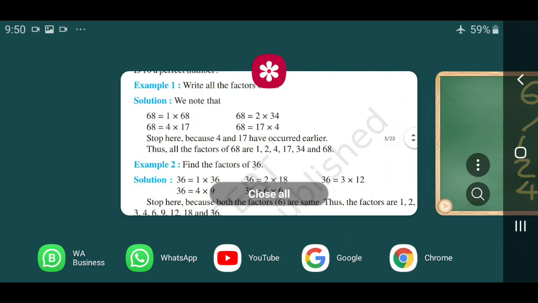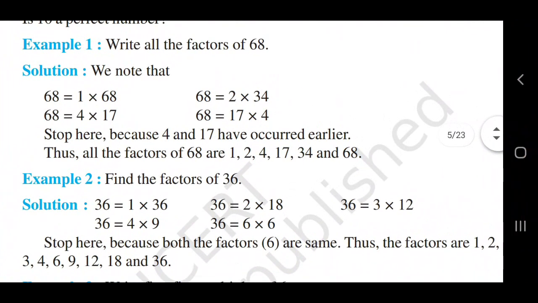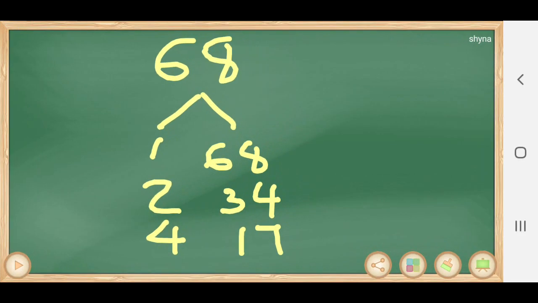Okay. Similarly, find the factors of 36. How will you write the factors of 36?